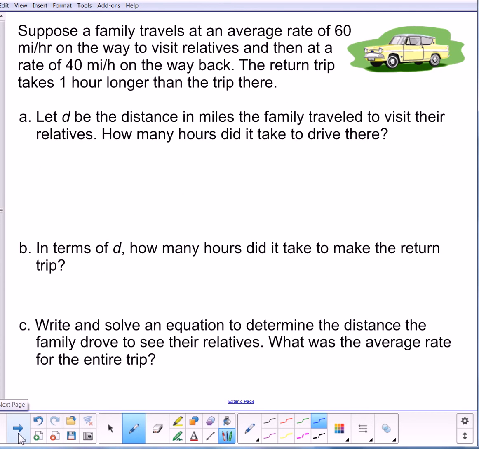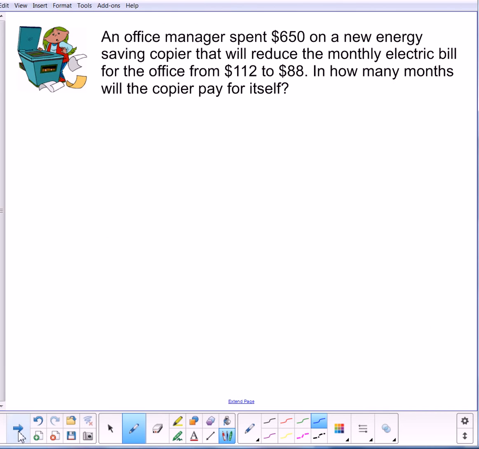Last thing I want to show you is a word problem, and this word problem is about an office manager buying a copier. They spend $650 on a new copier that will reduce the monthly electric bill from $112 to $88. In how many months will the copier pay for itself? So, since they're asking us to solve for months, we know x equals months.